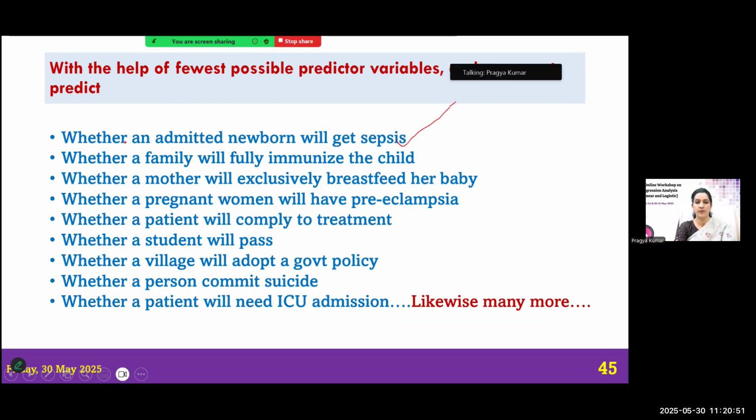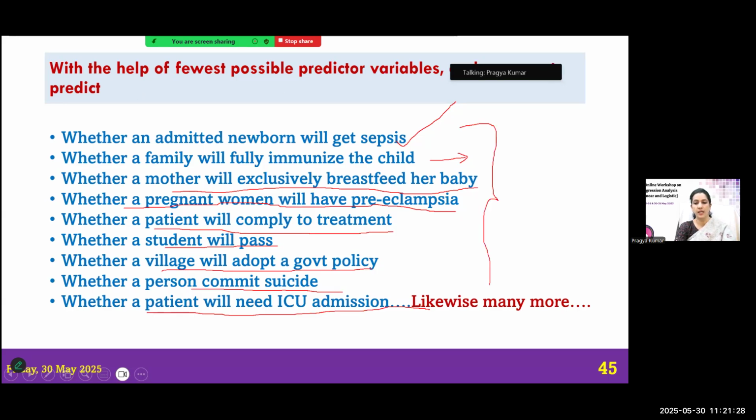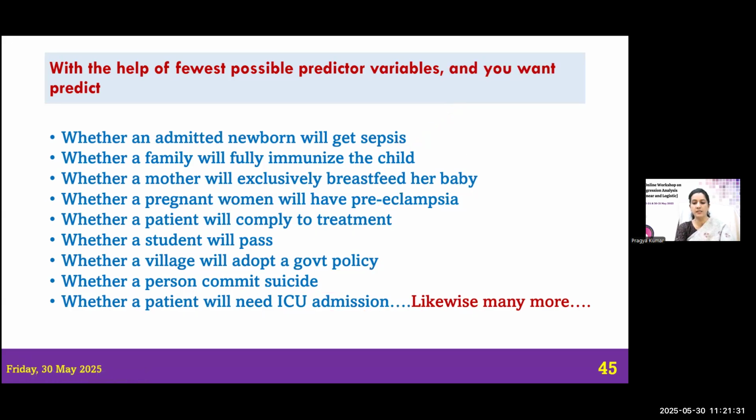A categorical one. Whether a family will fully immunize the child, again a categorical one. Whether a mother will exclusively breastfeed her baby, again a categorical one, yes and no. Whether a pregnant woman will have preeclampsia, yes and no. Whether a patient will comply with treatment, adherence, yes and no. Whether a student will pass, yes and no. Whether a village will adopt a government policy, yes and no. Whether a person will commit suicide, yes and no. And whether a person will need ICU admission, again yes and no. So in all these, you have seen that the dependent variable, the answer, is in the form of yes and no.